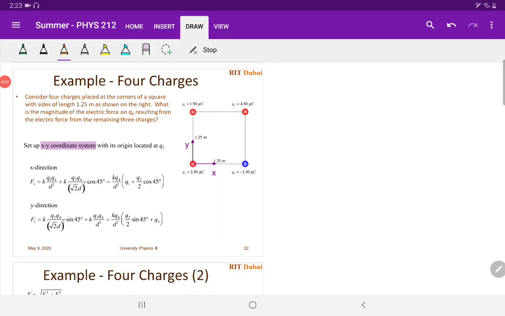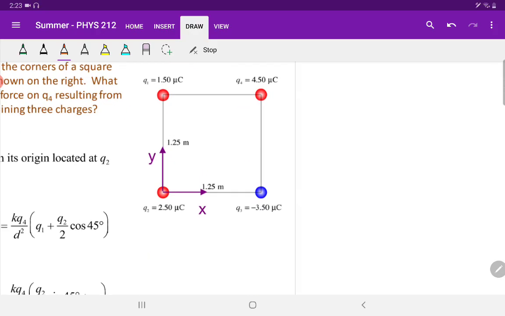Welcome again. In this example, we'll also try to use what we learned about the superposition principle, which hopefully will help us solve similar types of questions. Now we have a system of point charges. They are distributed on a square.